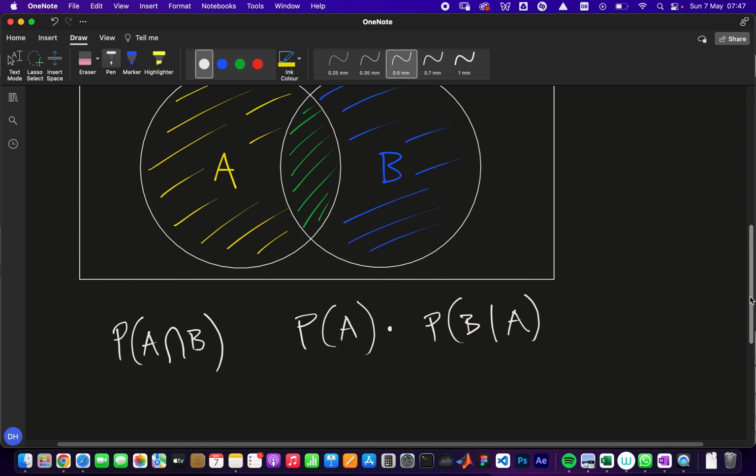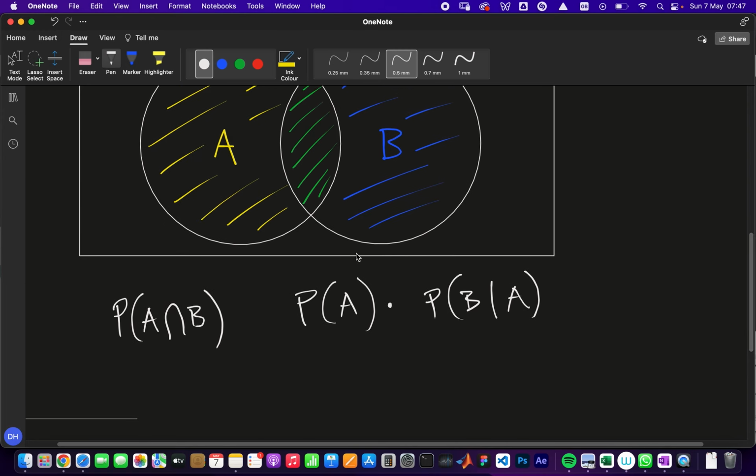As you might have guessed, this works exactly the same the other way around. You can get to this intersection by saying it's the probability of B, so this bit here, and once we're inside this circle, is the probability of A given that B has already occurred. Probability of A given B. So these are all the same.